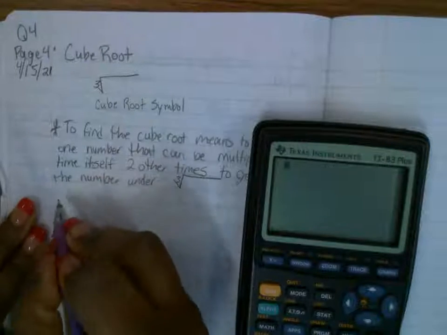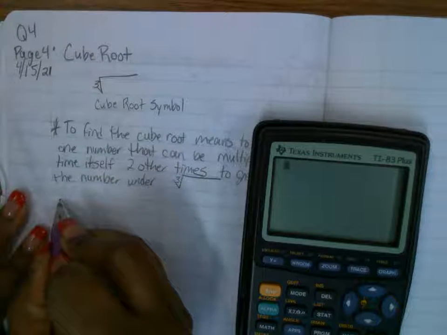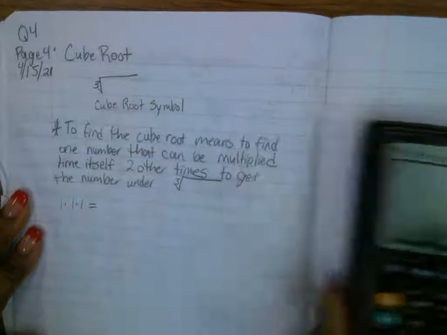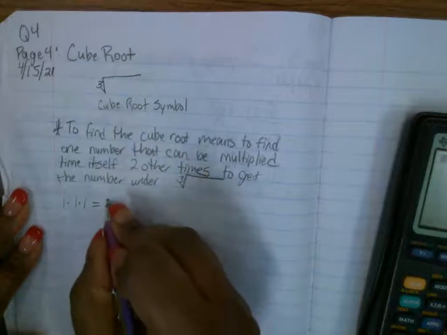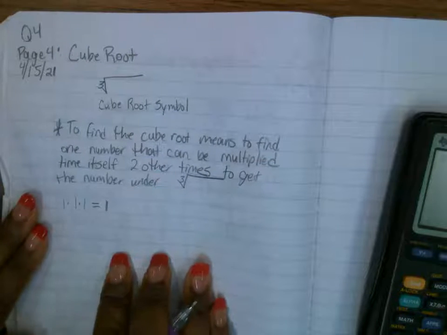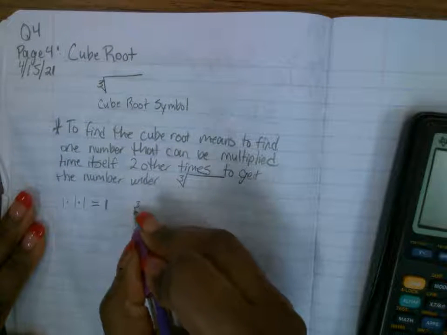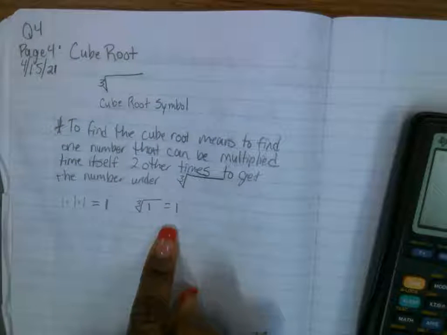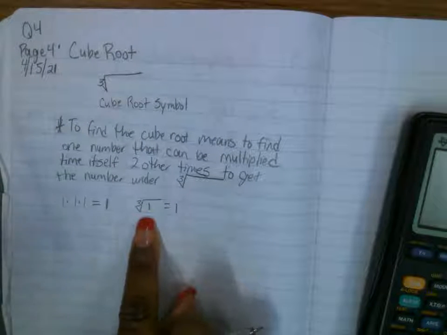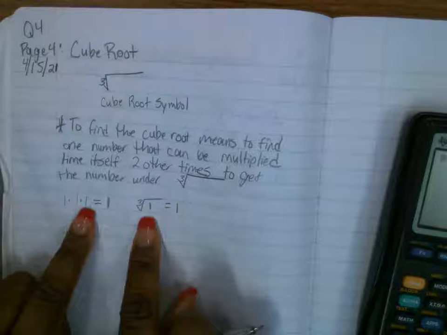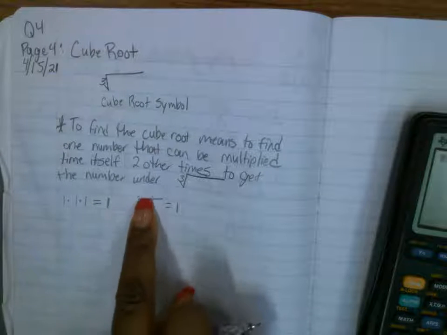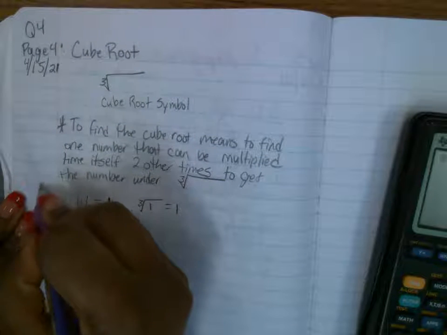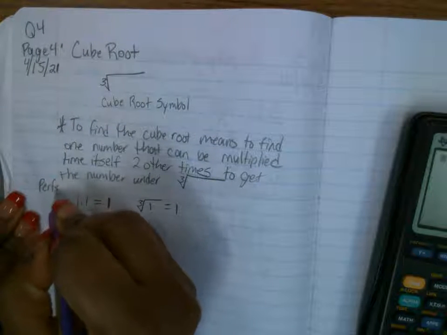So let's do our first one, of course, is 1 times 1 times 1. We know that 1 times 1 times 1 is equal to 1, okay? And therefore, the cube root of 1 is equal to 1. And how do we know that? Because 1 times itself 2 other times, which is a total of 3 here, is equal to 1, the number under the cube root sign. So now let's do the next perfect cube root, and I need to label these as perfect cube roots.